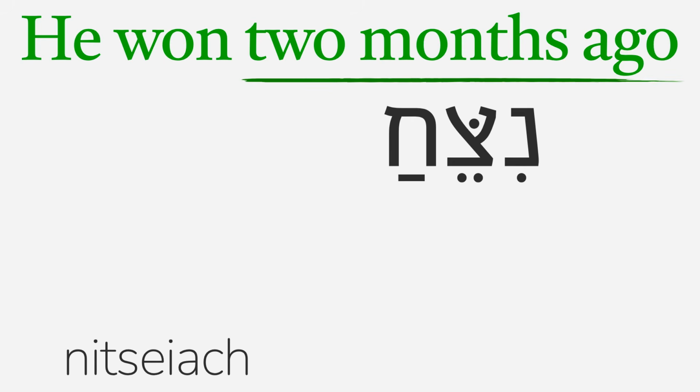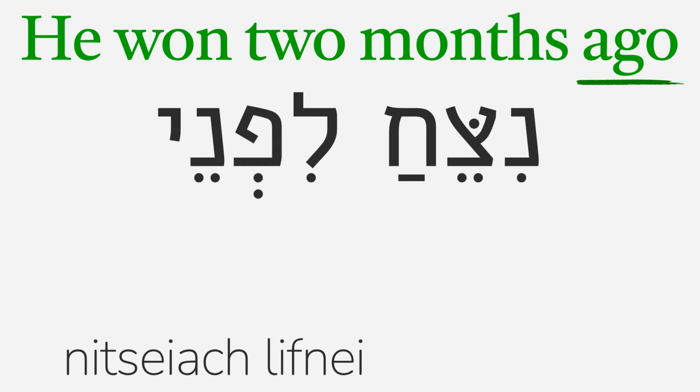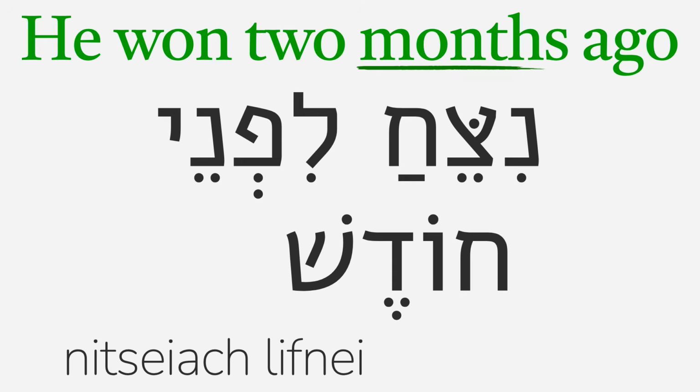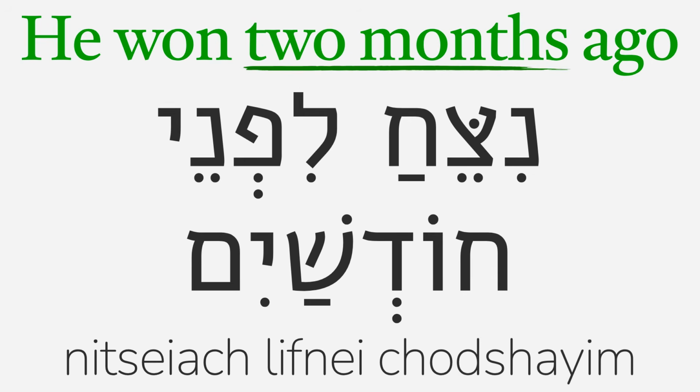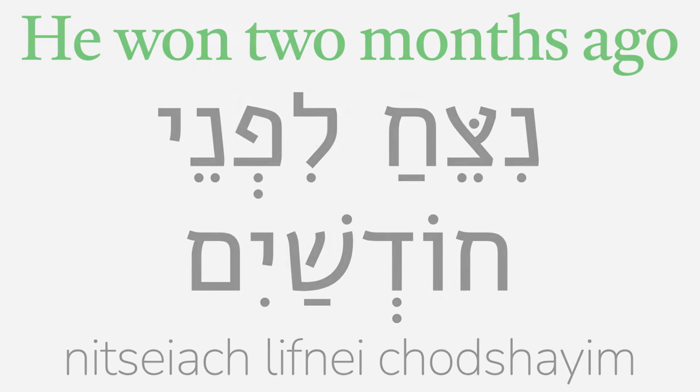To say an amount of time ago in Hebrew, we use the word lifnei to mean ago, followed by the amount of time, which is 2 months. Month, singular, is chodesh, and we can add the dual ending aim to make chodshayim, 2 months. That gives us the sentence, nitseach lifnei chodshayim. He won 2 months ago. Nitseach lifnei chodshayim.